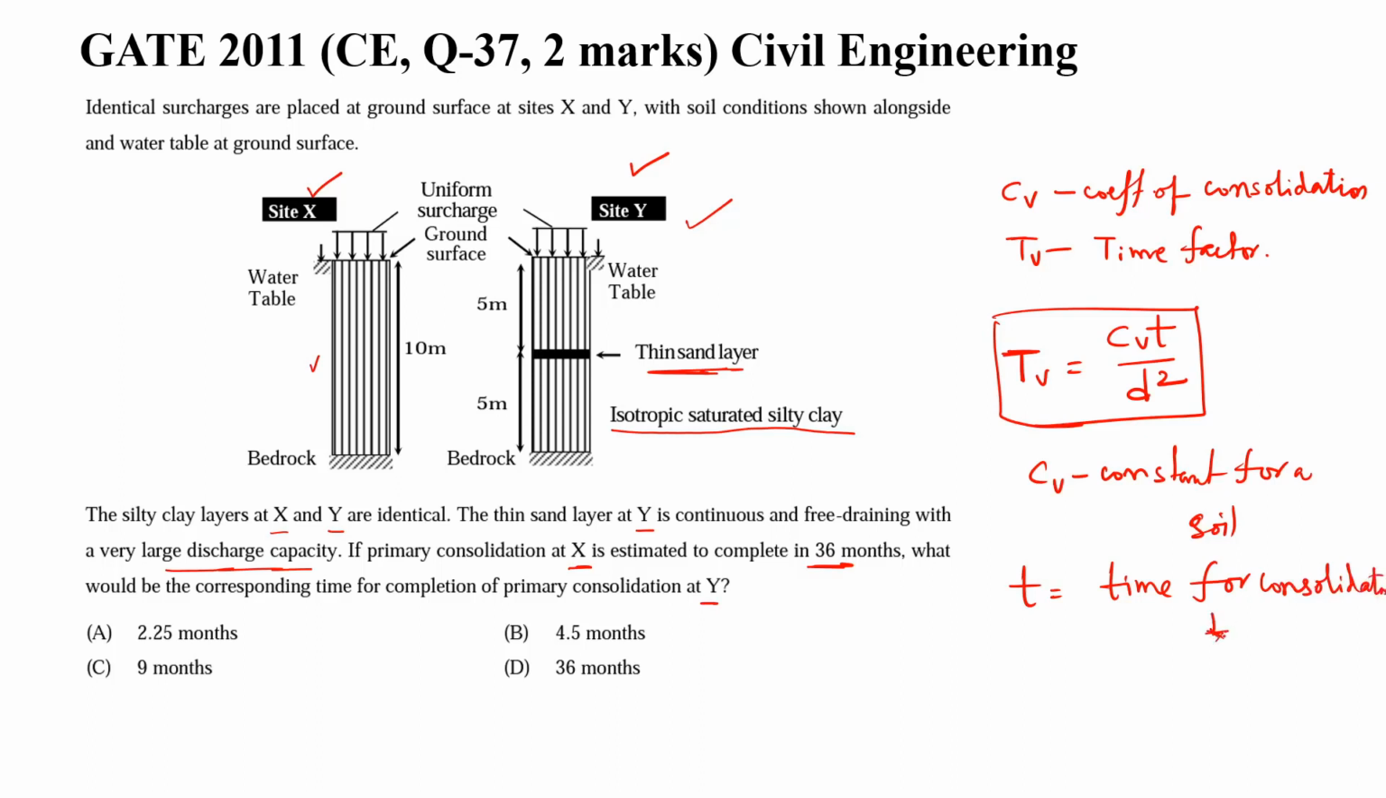This can be at any point, like 10% consolidation or 50% consolidation, and according to that you can give some time. T50 means 50% consolidation, T10 means 10% consolidation. So it varies. And d is the drainage path. I'll explain what the drainage path is. CV t by d square equals TV. CV is constant, the coefficient of consolidation, and t is the small t I explained. d is the drainage path.